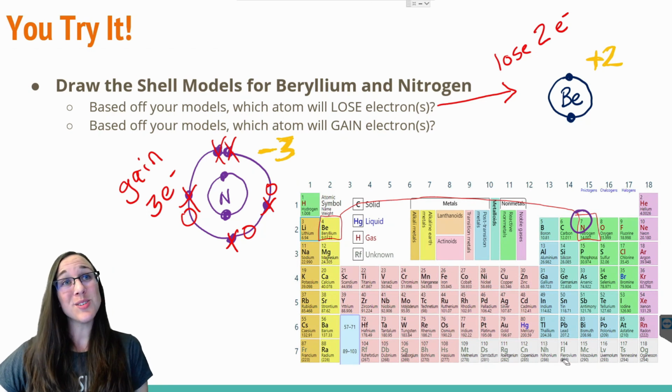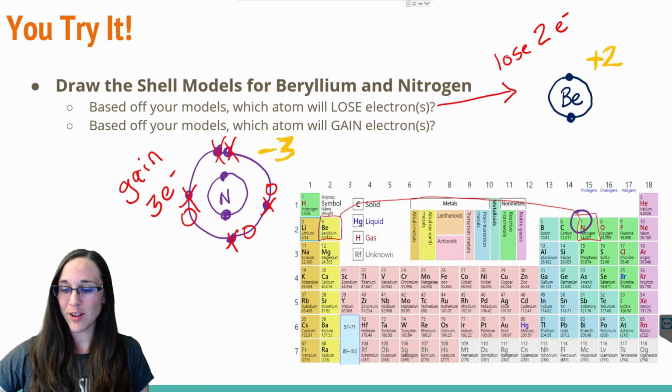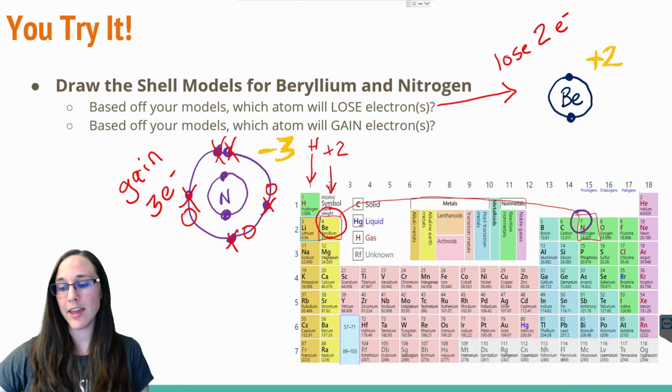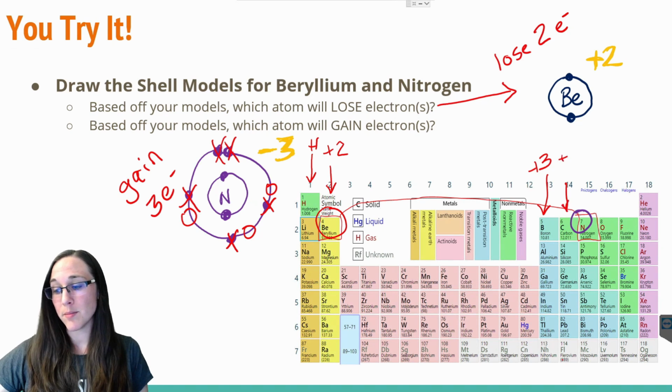By the way, this is also how we get our shortcut for the periodic table charges. For the first column here, they all want to become +1 charge. In this column, they all want to become +2 charge. Hey, that fits with the beryllium we just showed. In this column, they all want to become +3. In this column, plus or minus 4.